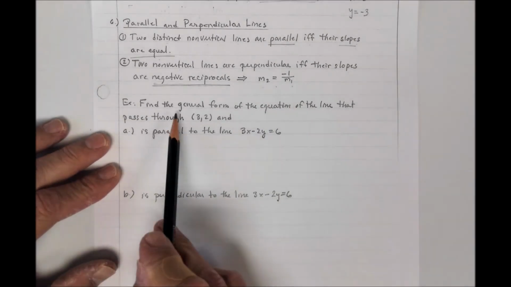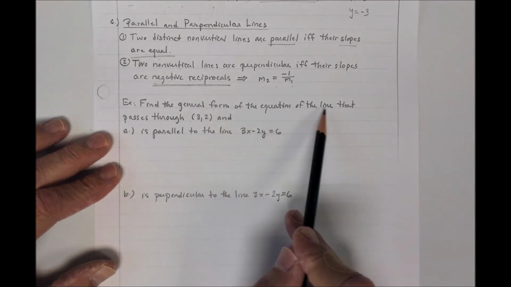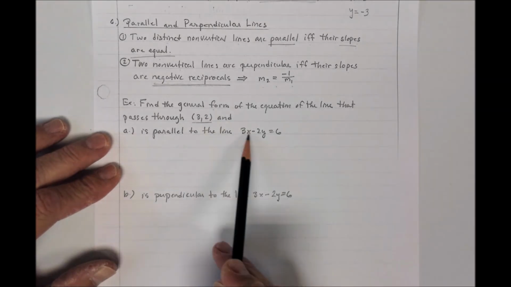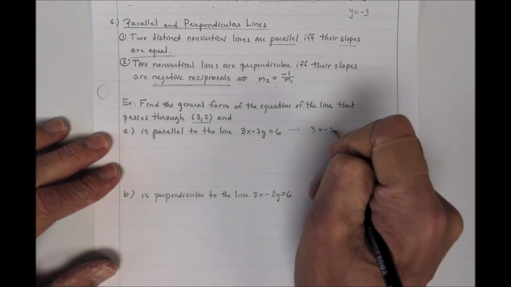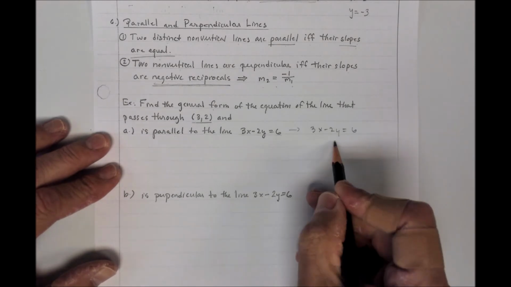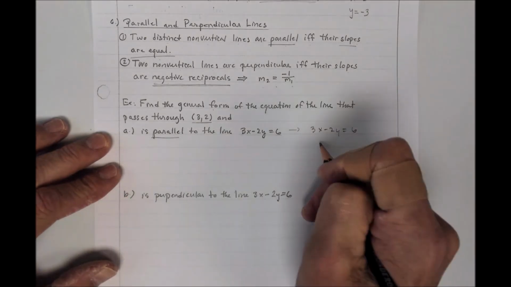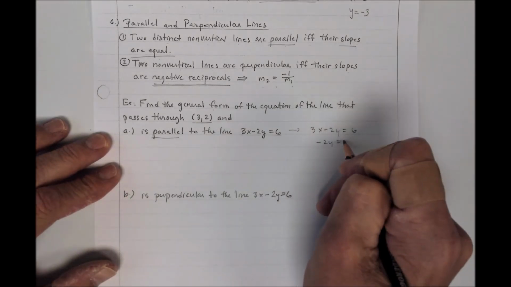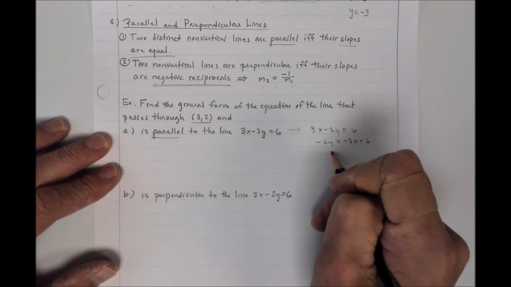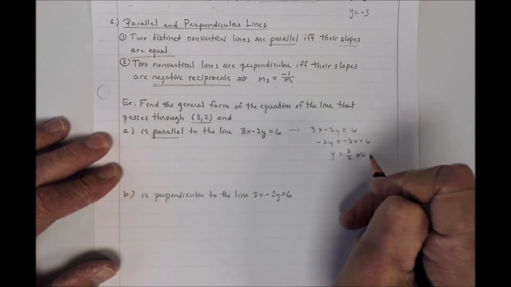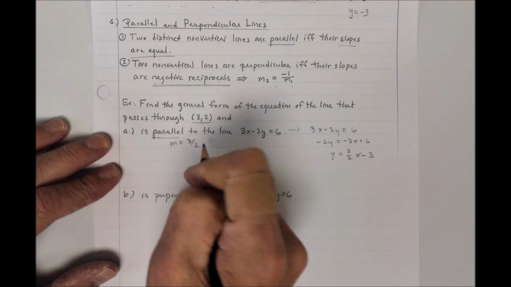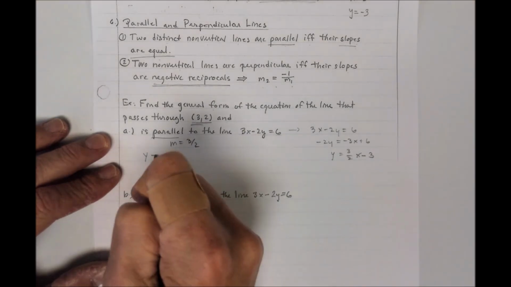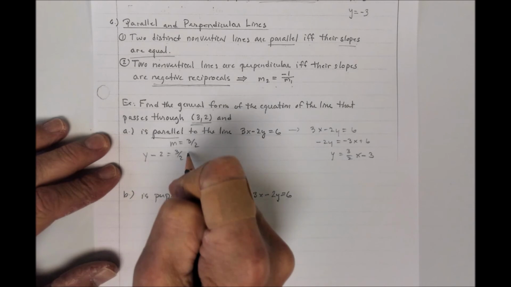So if we go to write the general form of the equation of a line that passes through this point and is parallel to this line: well, if it's parallel to this line, 3x minus 2y equals 6, I can find the slope of this line by rewriting it into slope-intercept form, because parallel means they have the same slope. So if I subtract 3x, divide by -2, I have a slope of 3/2. My slope is 3/2. My point is (3, 2). I go y minus 2 equals 3/2 times x minus 3.